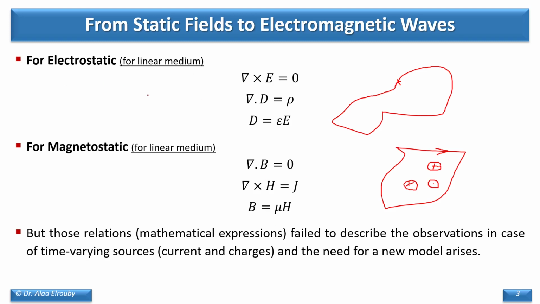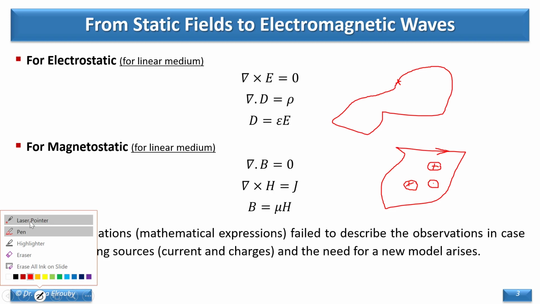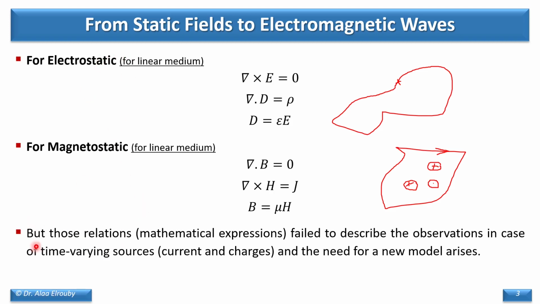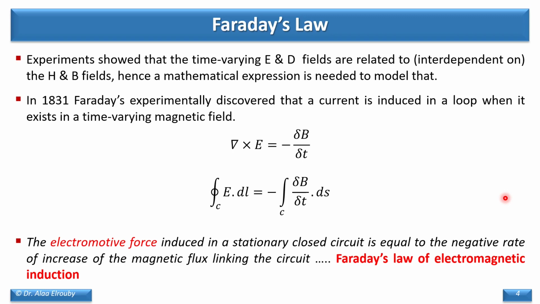Those relations, as I said, are good for explaining the static cases, but they fail to describe the observations in case of time varying sources. When something is changing with time, these laws or this mathematical model doesn't give an explanation. As we talked before, the scientists observe something, they study it, then start to think about a mathematical model to express the relationship of what they observed.